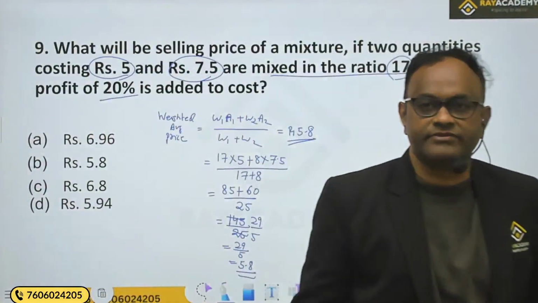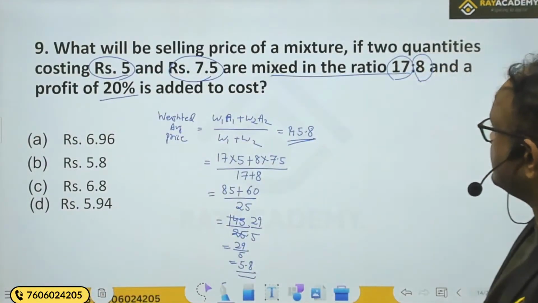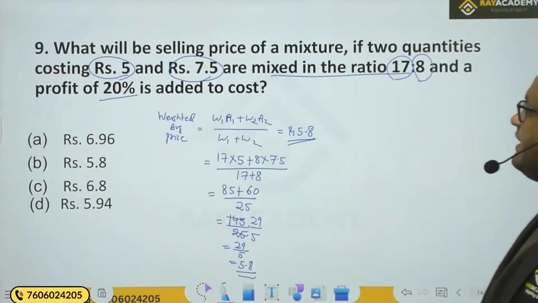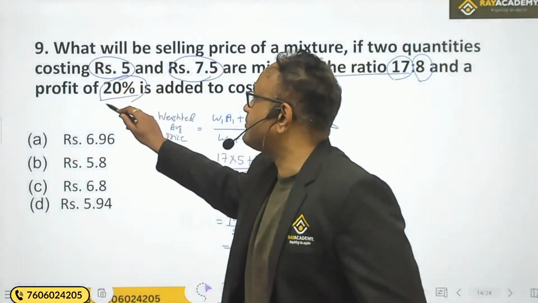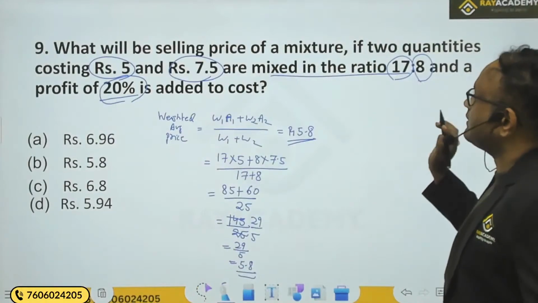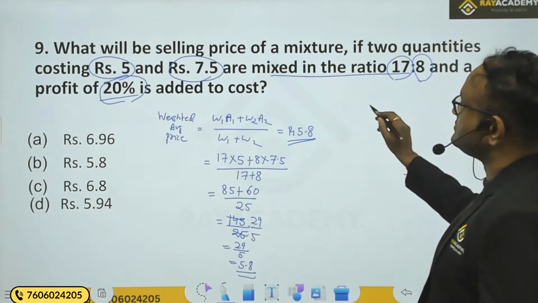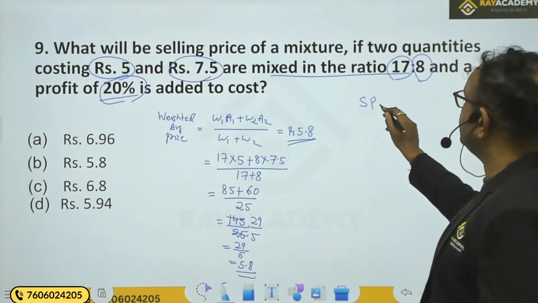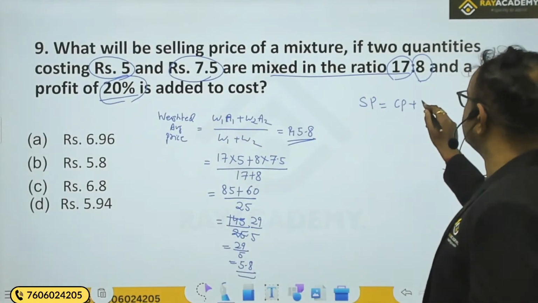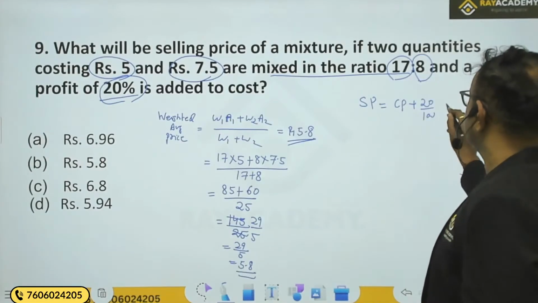5.8 rupees is the average price. But the question is not ending there. He has to add a profit of 20 percent. So the final value, the selling price, is cost price plus 20 by 100 of the cost price.